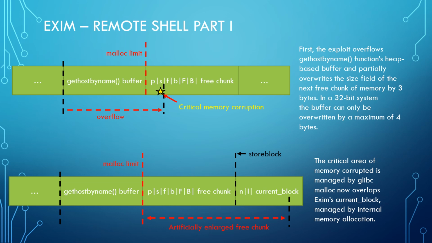In the first part of this attack, the buffer is overflowed by only 3 bytes to corrupt the first 3 bytes of memory next to the gethostbyname buffer. Corrupting this area allows the malloc limit to be artificially enlarged to EXIM's current block of memory managed by EXIM's internal memory allocator.